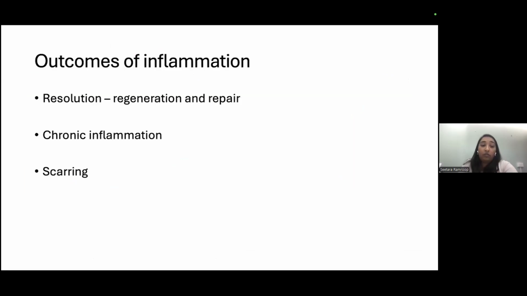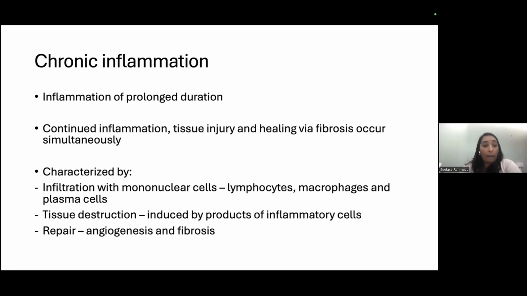Now, the outcomes of inflammation, it would lead to resolution or regeneration and repair, or sometimes it can lead to chronic inflammation and scarring. Now, chronic inflammation, as we said earlier, is of prolonged duration. If there's continued inflammation, tissue injury, and healing by fibrosis, these things can occur simultaneously.